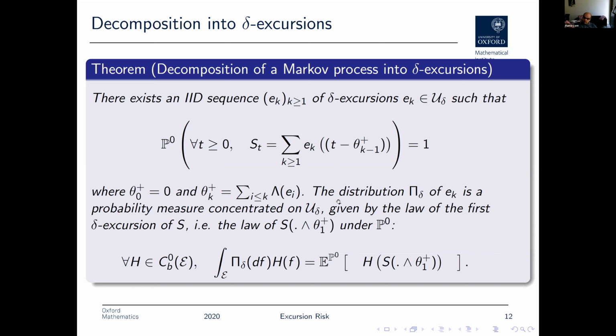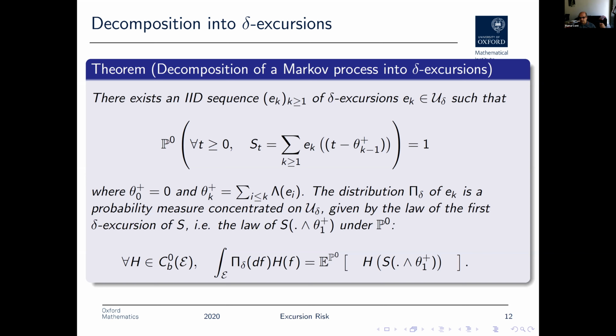Now, here I'm doing the opposite. I start from a Markov process S, and then I want to break it. I decompose it into an IID concatenation. And what is the distribution of each term in this sum? Well, each term in this sum is just one delta excursion. So the law of each term in this sum is exactly the law of the first delta excursion, or the second, whatever, they all have the same law, the law of the first delta excursion of S.